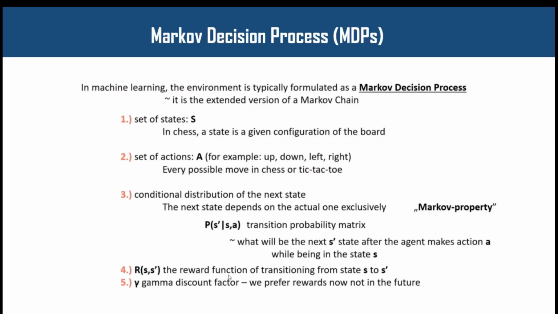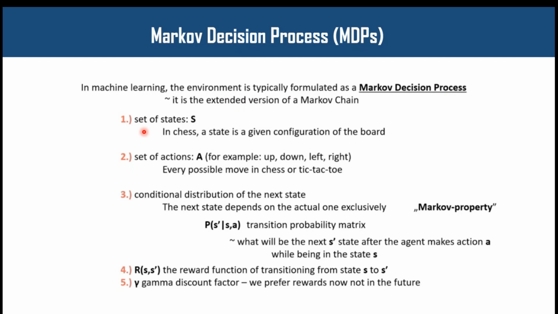The next point is Markov decision process. This is the main algorithm, or the main method, they are using for learning the environment. In machine learning, the environment is formulated as a Markov decision process. Let's discuss this Markov decision process.